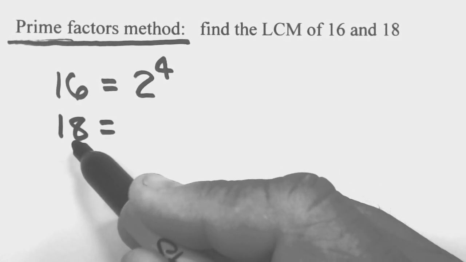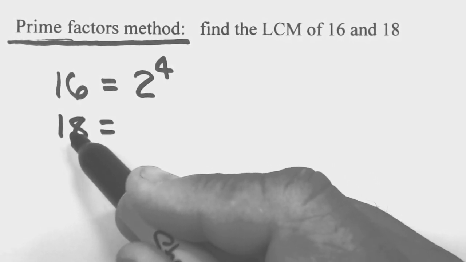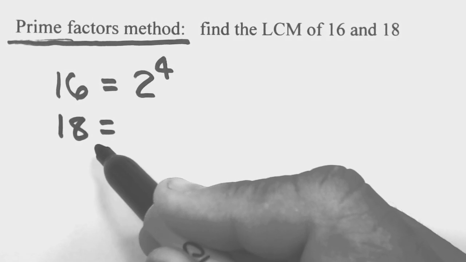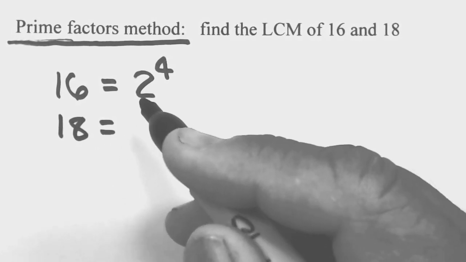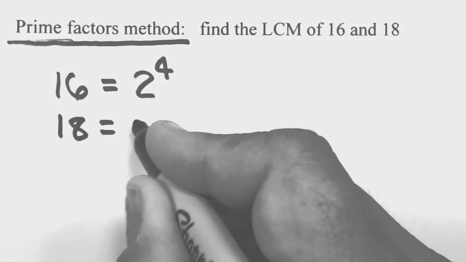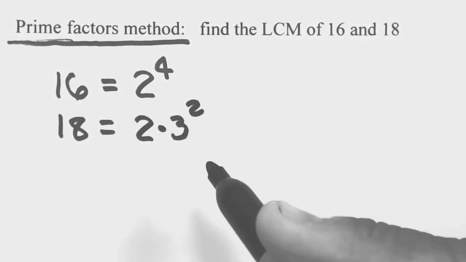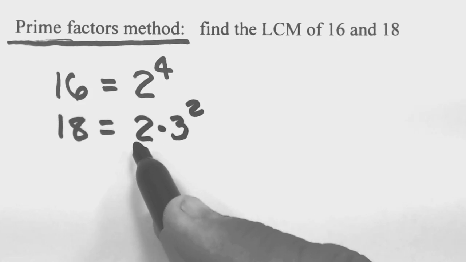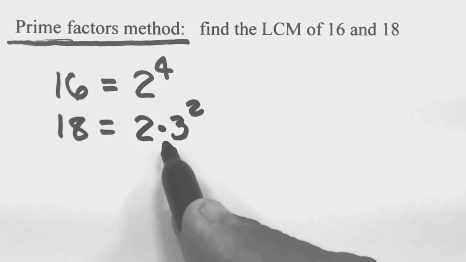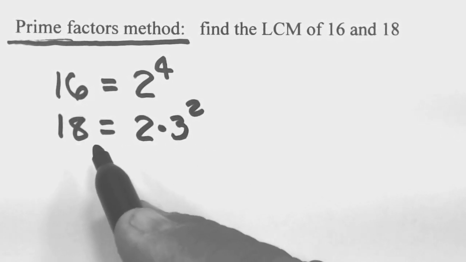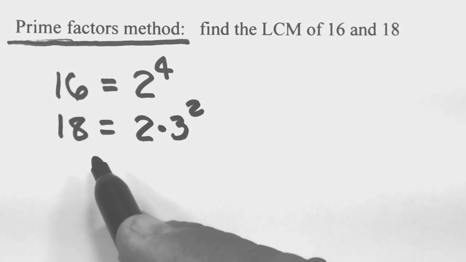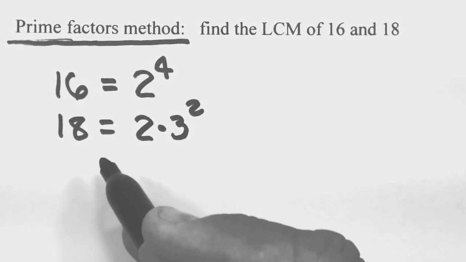Now, for 18 down here, we know 18 is 2 times 9, and 9, of course, is 3 squared. So we can write the prime factorization of this as 2 times 3 squared. Well, 3 squared is 9, 2 times 9 is 18. Since these are all primes, that has to be correct. Now, the question is, how do you come up with what the LCD is?